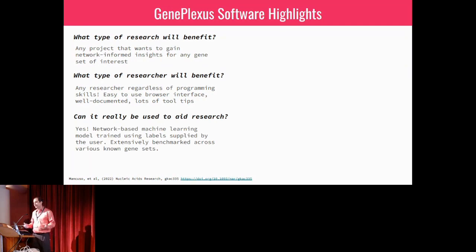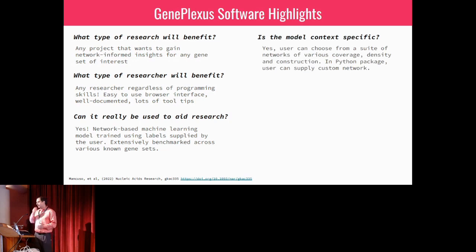Can it really be used to aid research? We think it can. We extensively benchmarked this, so we think it can really help people's research. Is the model context specific? The answer to that is yes. Especially in the Python package, you can upload whatever network you want. These networks are really what can make the predictions much better for a given context.